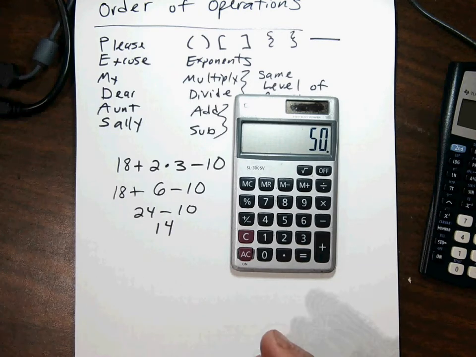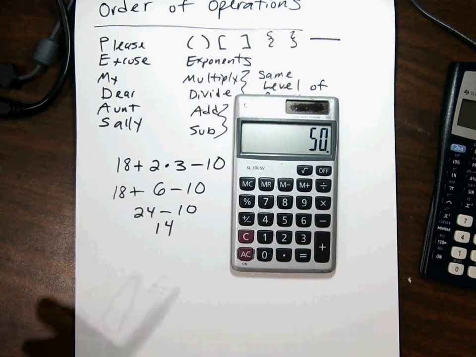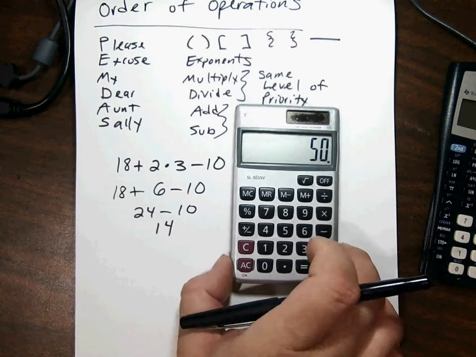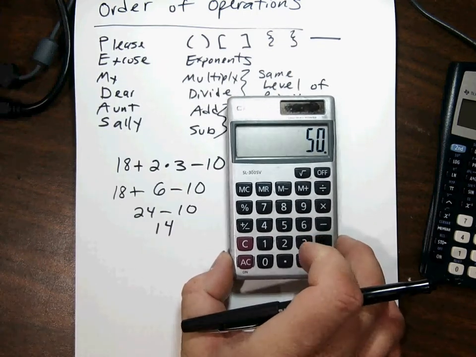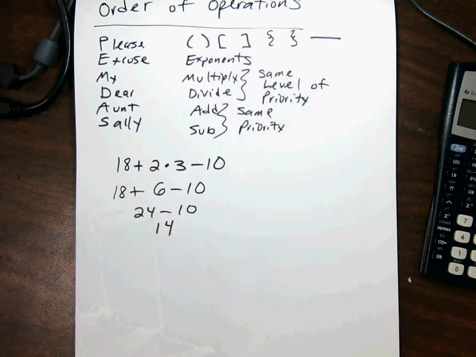They do what you told them to do. I said take 18 plus 2 and it gave me 20, and then it took 20 times 3 is 60, and it took 60 minus 10 and gave me 50. It doesn't understand the order, okay? Your scientific calculators and your more advanced calculators do understand the order, but I want to make sure we understand by hand as well. But Mickey Mouse has failed me again.